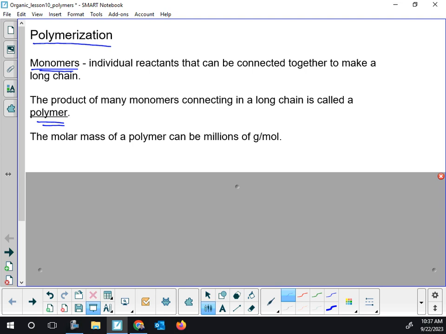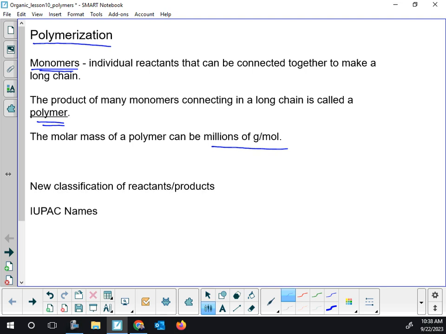The molar mass of many polymers can be in the millions of grams per mole. So they're incredibly long, they are flexible, and they are the plastics that you're used to. Diploma questions and unit test questions will hinge a lot on terms, vocabulary. So the new classification of reactants and products, we're going to call monomers and polymers.